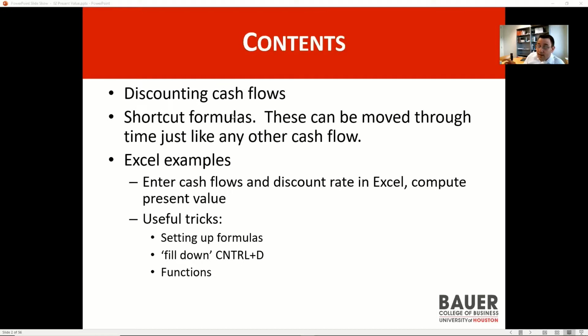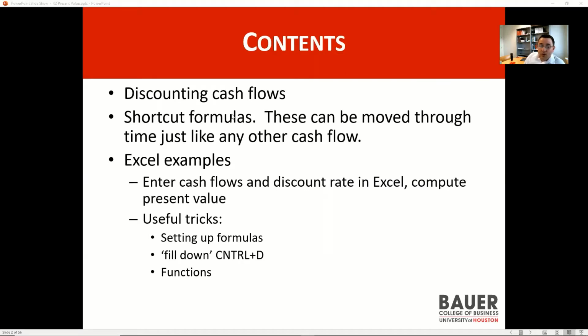Importantly, these shortcuts can also be moved backwards and forward in time. Just like you can move one cash flow 10 periods into the future, say, you can also move an entire stream of cash flows 10 periods into the future. Okay, and we're going to do that a lot in corporate finance, so we'll talk about that.